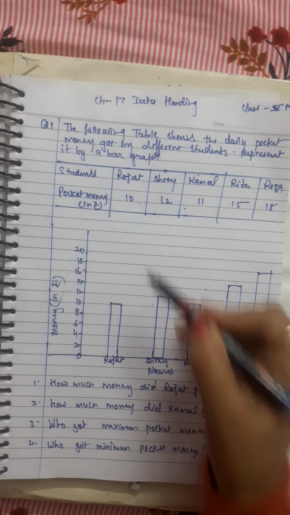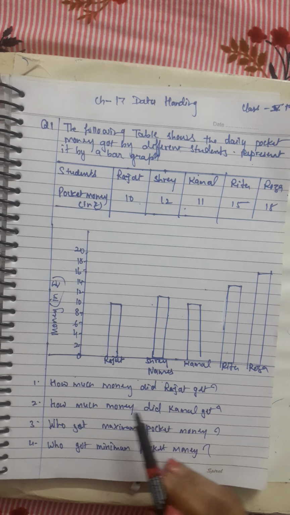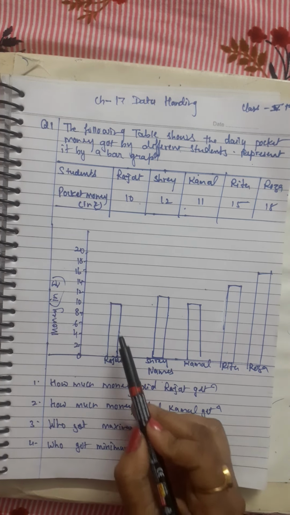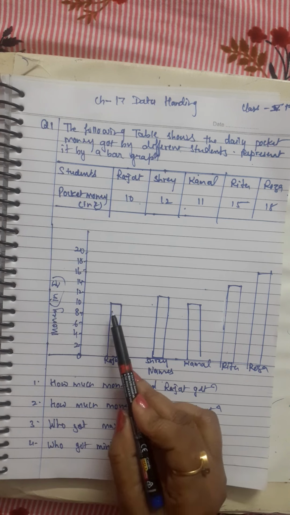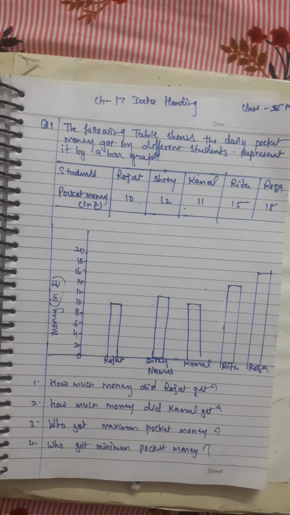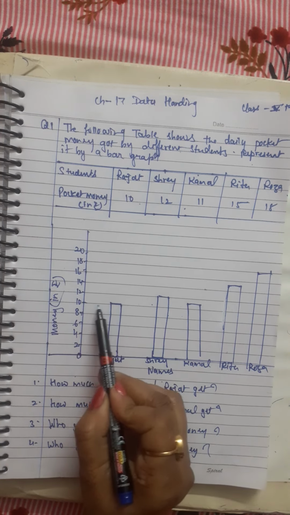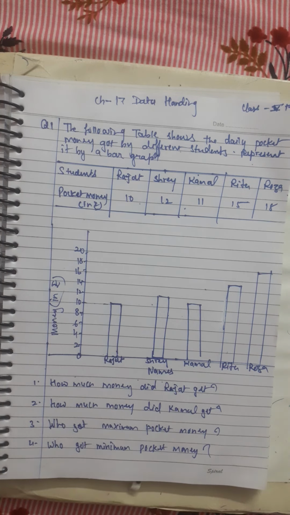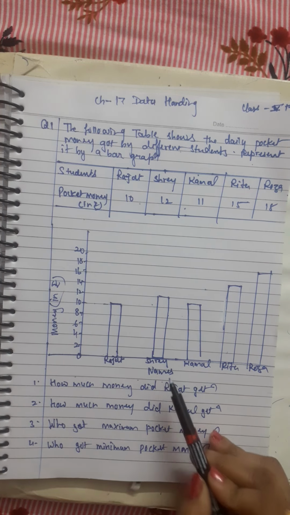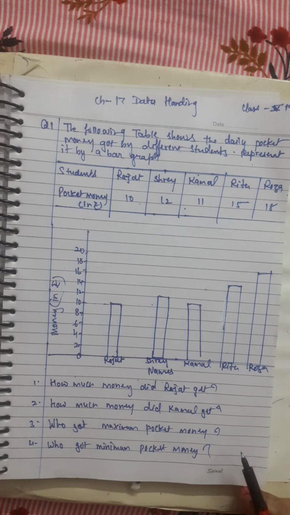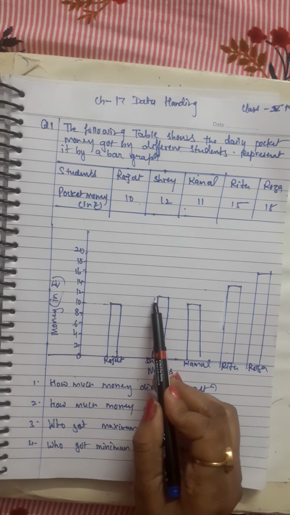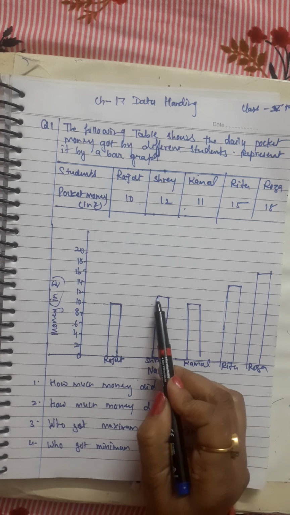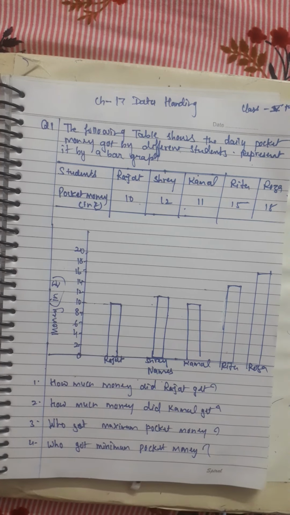So the first student is Rajat. He got 10 rupees as pocket money, so we have to draw the bar of Rajat till 10, and this is 10. So यहाँ तक हमको bar draw करना है. The next student is Shreya. Shreya got 12 rupees as pocket money, so we will draw till 12 and we have to draw a bar of Shreya till 12. यहाँ तक हमको bar draw करना है.